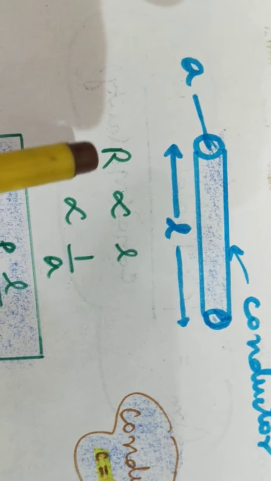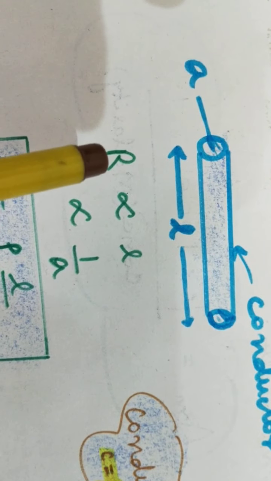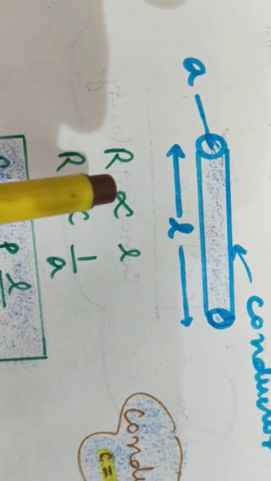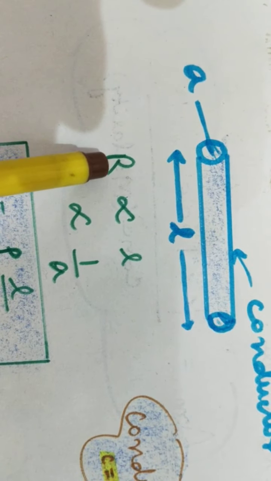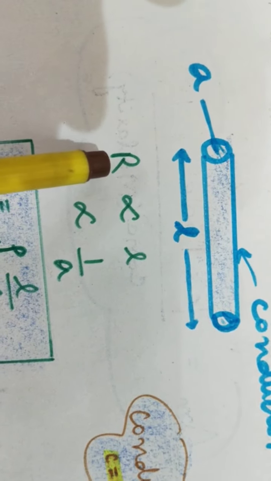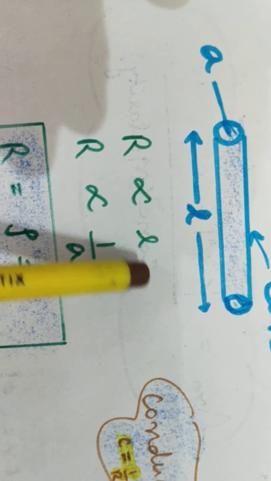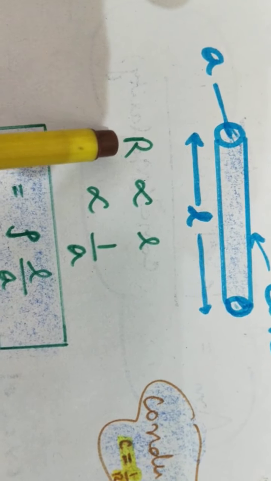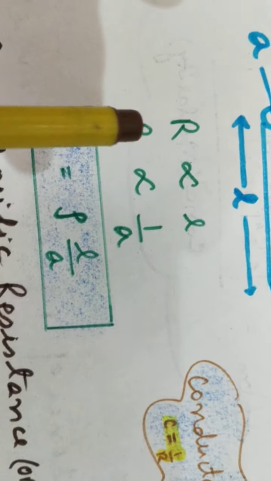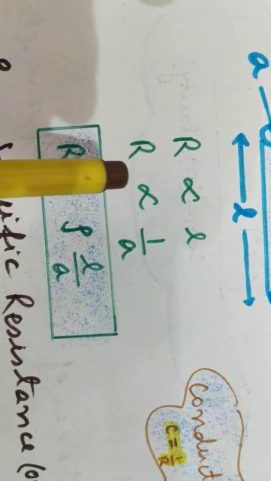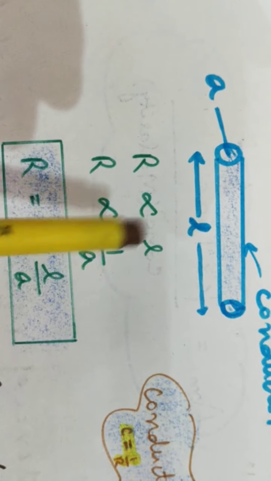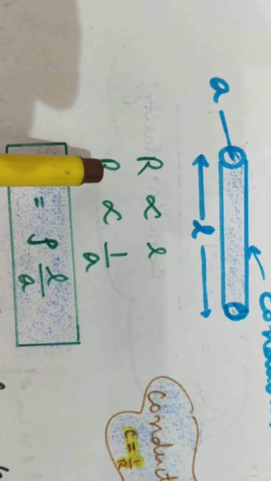You know what resistance is? Resistance is an obstacle to the flow of current, to the flow of electrons. So the resistance of this conductor is directly proportional to the length of the conductor. A long wire has a large resistance. Similarly, the resistance of this conductor is inversely proportional to the area of cross section. The more the area, the less the resistance.